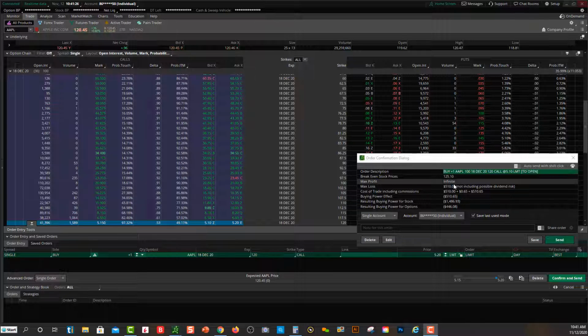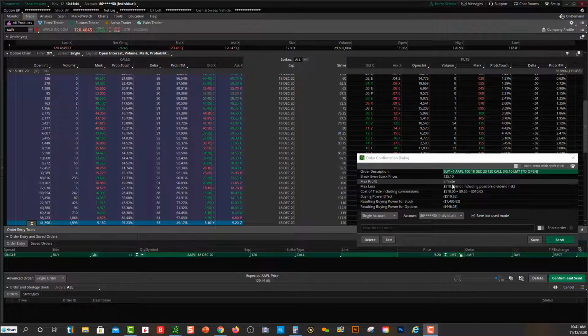So you can see max profit is infinite, but don't get caught up about max profit being infinite. This is where people get caught up and think, oh man, I want to just buy naked options because I can make so much money and the money's unlimited. Sure, in theory, but remember, price has to move in that direction.